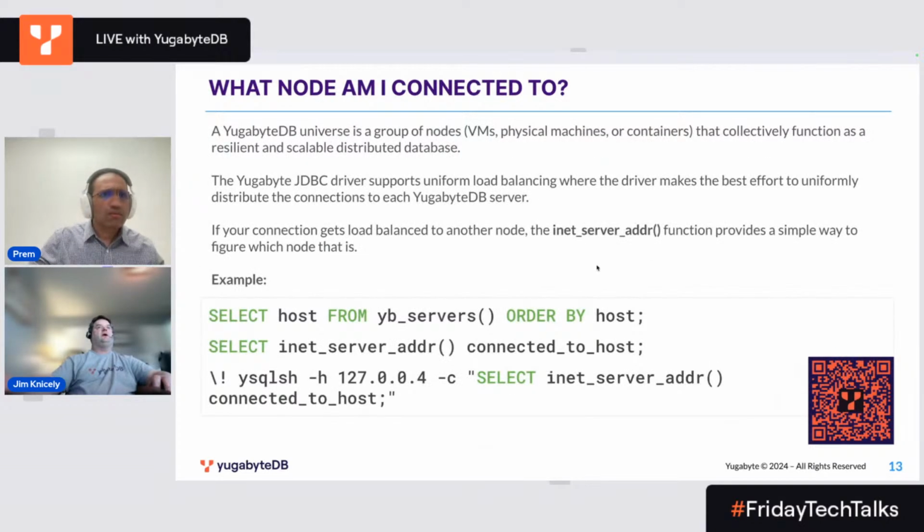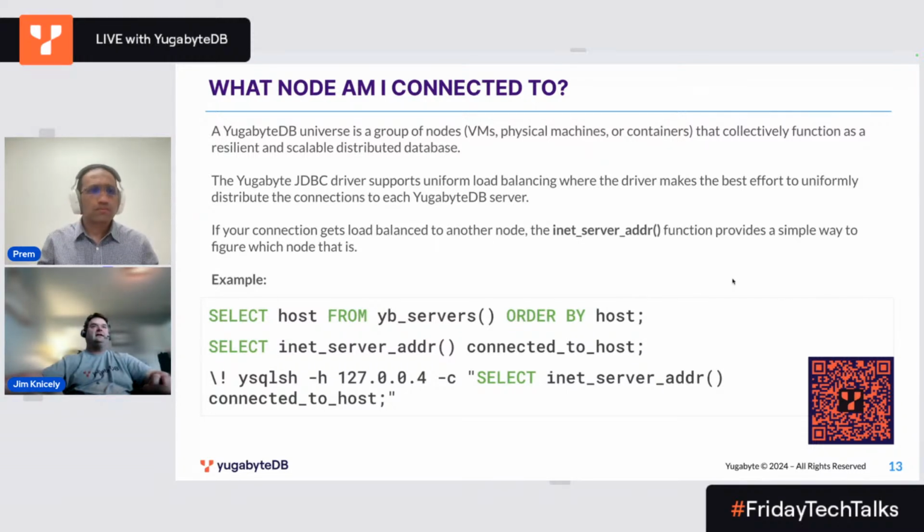What's next here? Oh, yeah. Remember, we're a cluster of nodes. You connect to a node, and if you manually connect to a node, you know what it is. But if you come from something that's load balancing, you don't know what node you're connected to. There's a nice function called inet_server_addr that will show you the actual node you're connected to. Let's take a look at what it looks like.